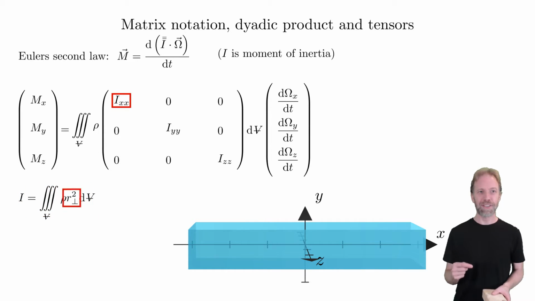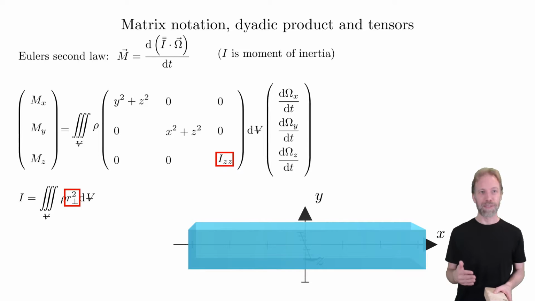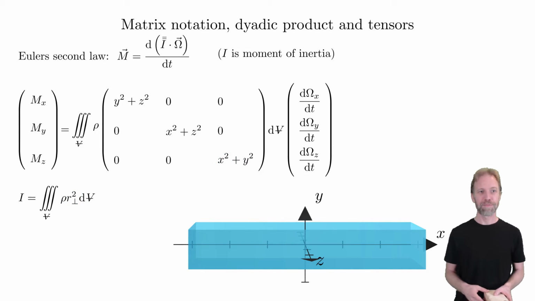Ixx should be the distance to the x-axis, which is y squared plus z squared. The x-coordinate is parallel to the x-axis and does not contribute to the perpendicular distance. Similar for the Iyy term, now y is the parallel direction, hence the expression becomes x squared plus z squared. And similarly, Izz becomes x squared plus y squared.